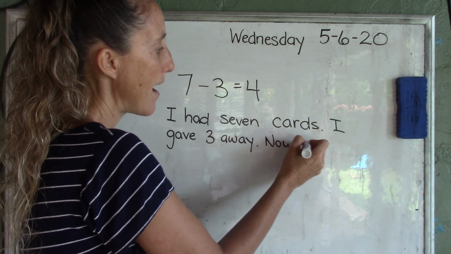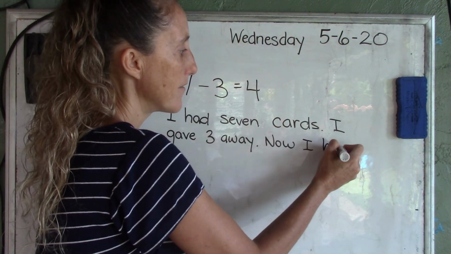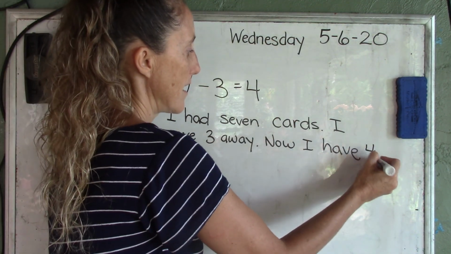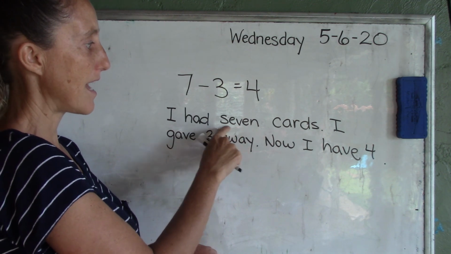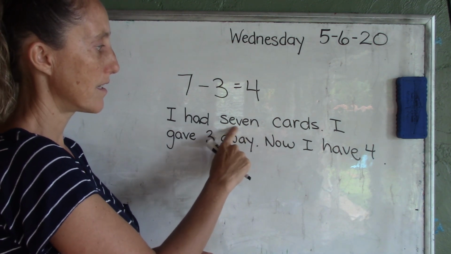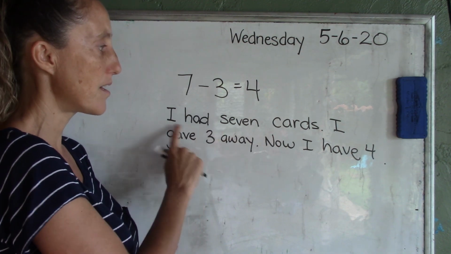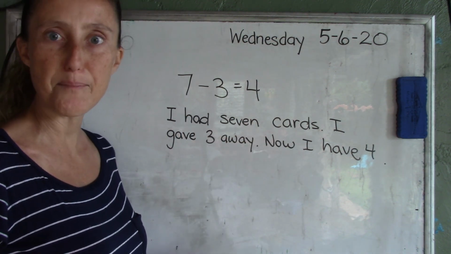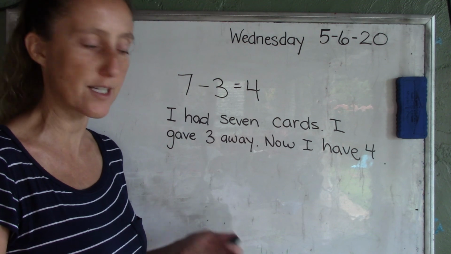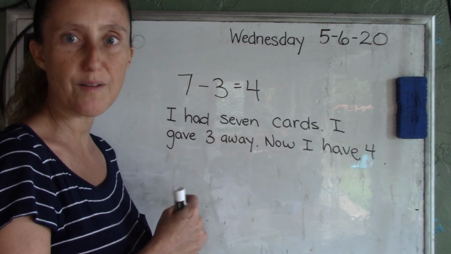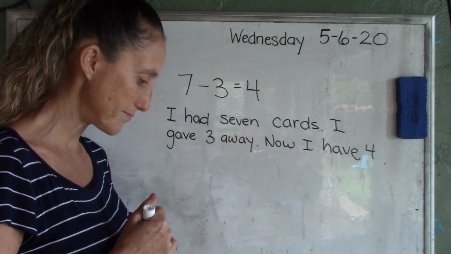Now I have, how many do you have left? 4. And did you see I wrote 7 as a word, right? And you could do it either way. You could write it as a word or just as a number. You're just practicing writing in math class. Oh my goodness. But that's good, putting them all together. So that's what you do when you have to write a math story.